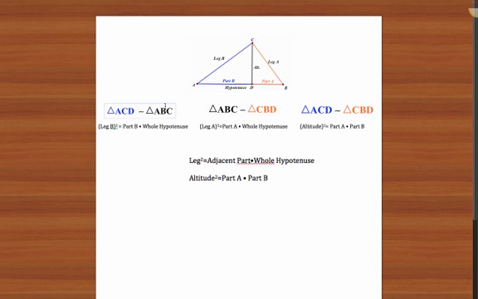Rather than reprove all these similarities and set up those proportions, for this there's a great shortcut. Just remember this, that either leg of the large triangle squared equals the part of the hypotenuse right next to it times the whole thing, and that the altitude squared equals the product of the two parts. That way you really don't have to worry about whether you're talking about part A and part B or leg B. Just remember these two formulas. Okay, let's take a look at a couple of examples and then we'll conclude the video.